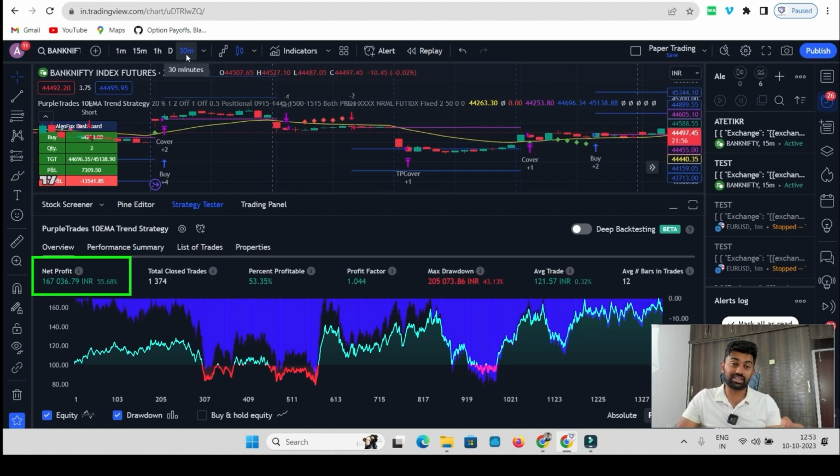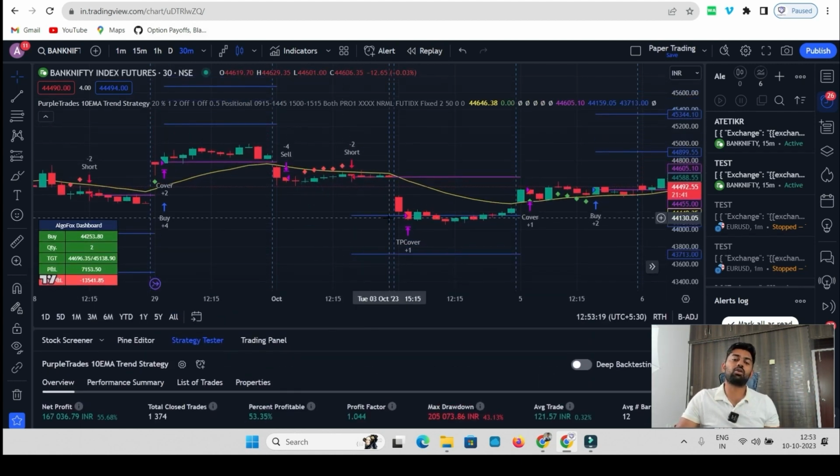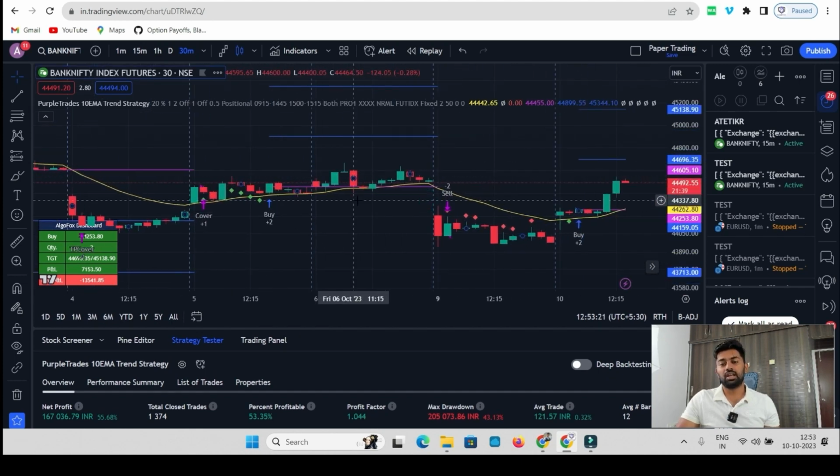It might not work on 30 minutes. It might work on a different time frame, on a different EMA, with different targets and stop loss risk reward. So that is something that you have to optimize script-wise. And once you're comfortable with the result, once you see a very smooth graph, then you will get the confidence to apply this in the live market.